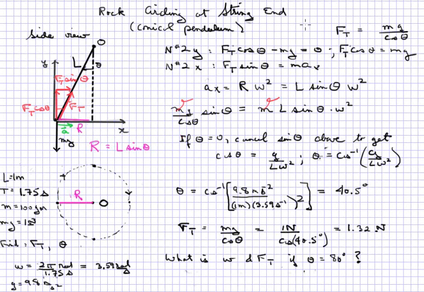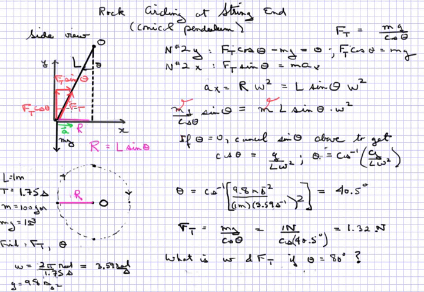This is the conical pendulum. It consists of a length of string, length L, anchored to a point O with a mass M hanging at the end of it. And it's given a push and allowed to go in a circle.